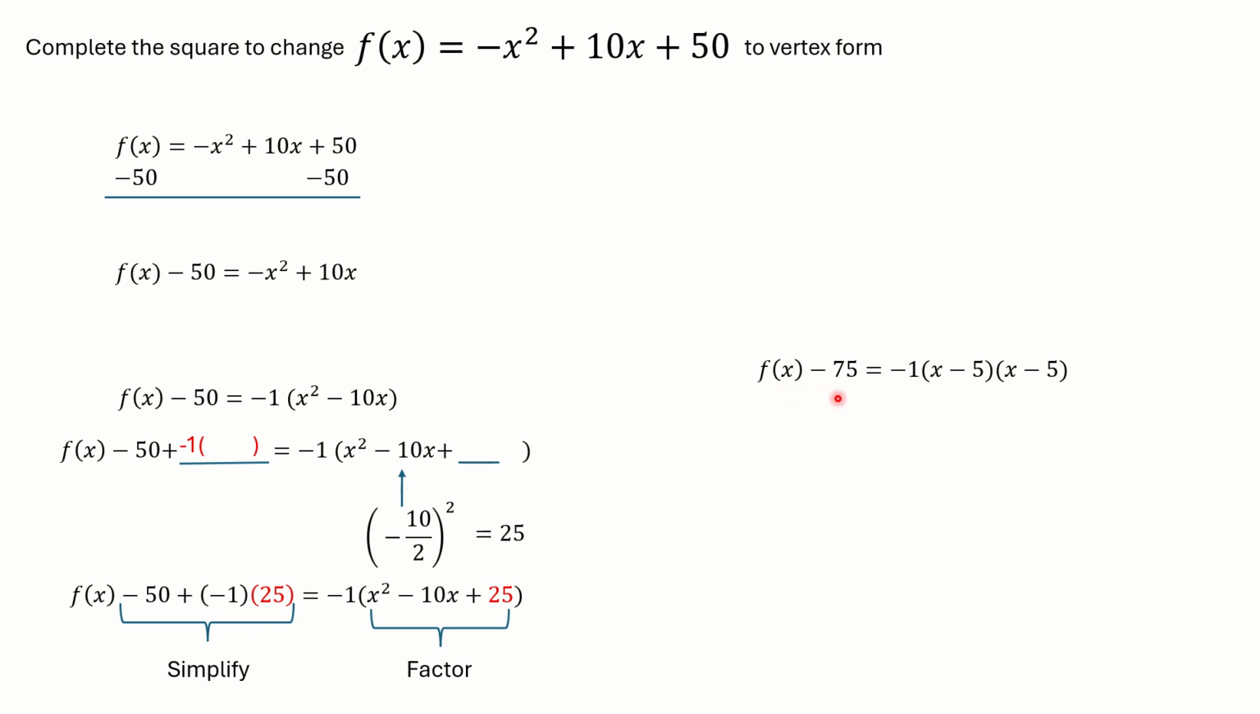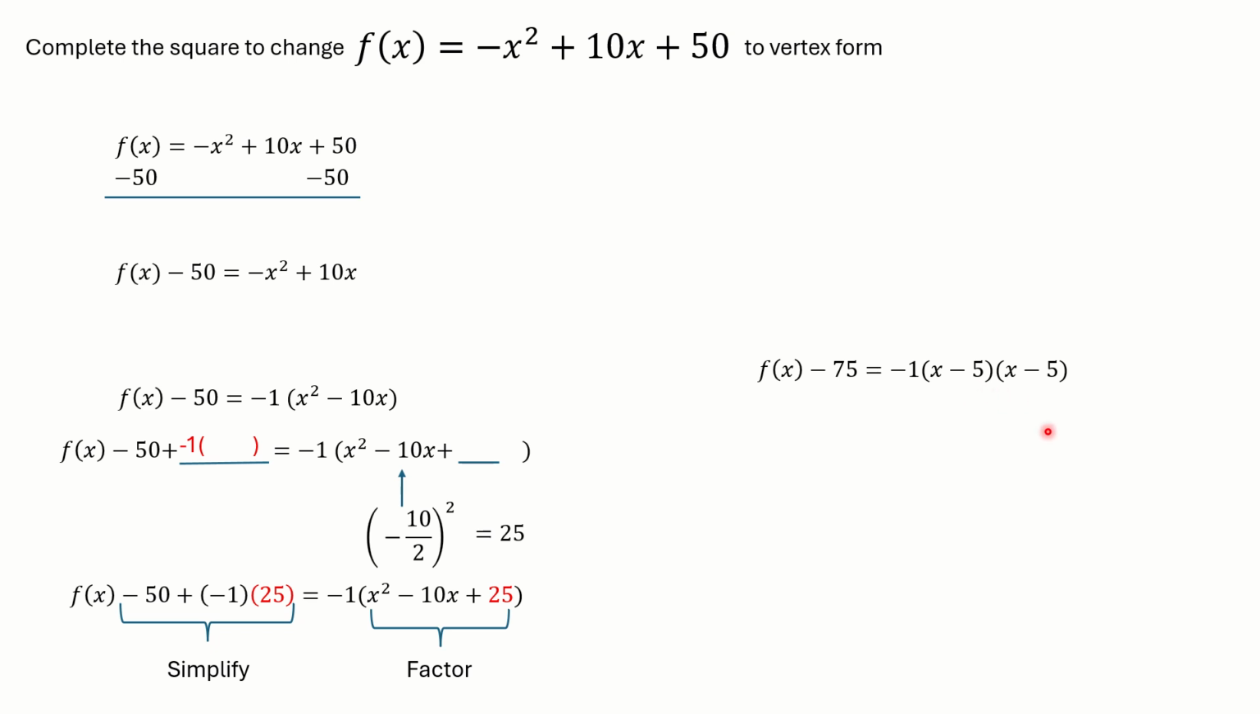F of x minus 75. We got the 75 from doing -50 plus -1 times 25. And this trinomial, x squared minus 10x plus 25, becomes x minus 5, x minus 5. If you don't understand where those two factored binomials come from, I do have other videos that talk about how to factor trinomials, and that'll go more into detail about how I got these two sets of parentheses.